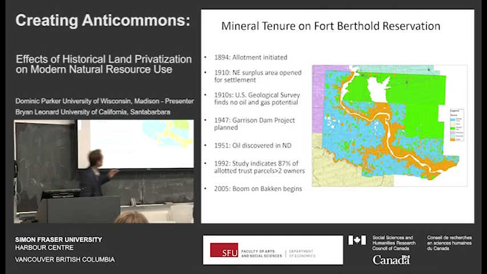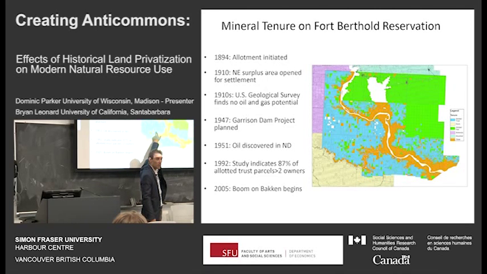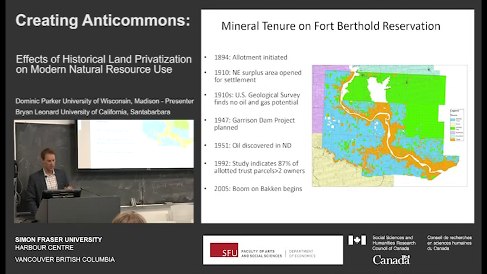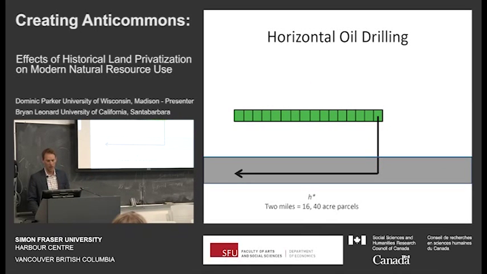and a lot of these allotted parcels, which are in blue, as I was saying earlier, have multiple owners. 87% of those, according to a survey in 1992, had more than 2 owners. A lot of them had 20, 30, 40 owners. Okay. The Bakken oil boom begins in 2005. Okay, Jane, maybe that's more than I needed to say about this. This is the background.